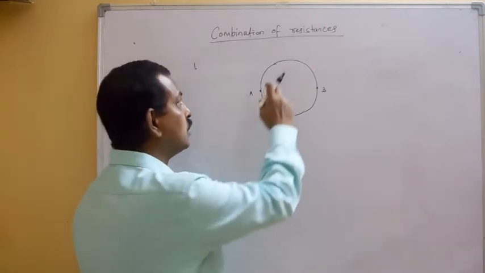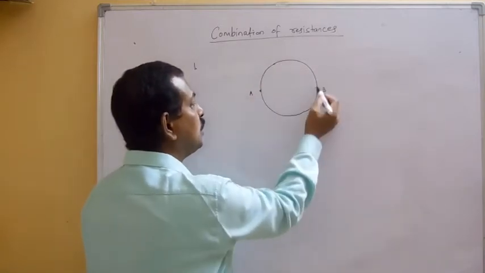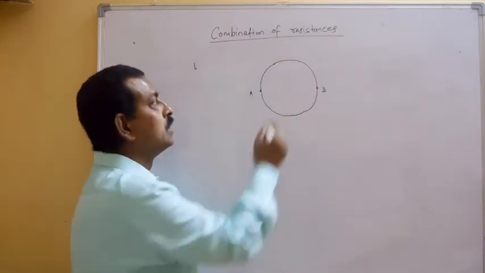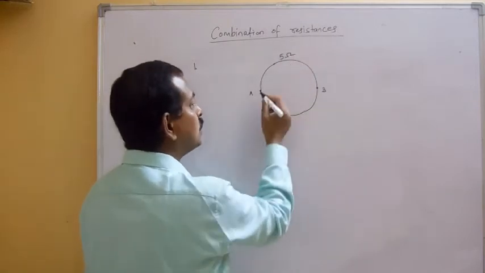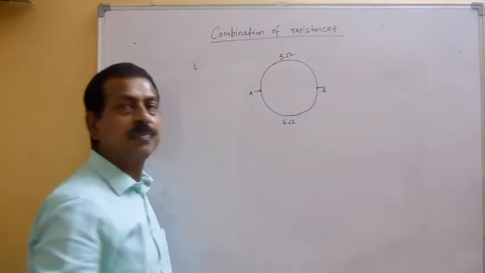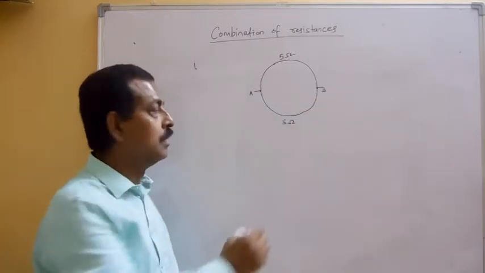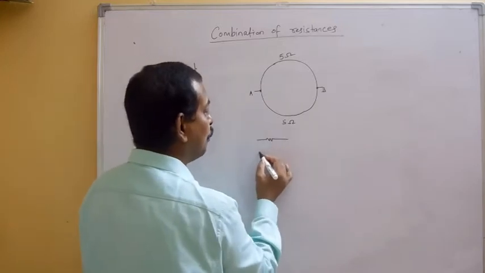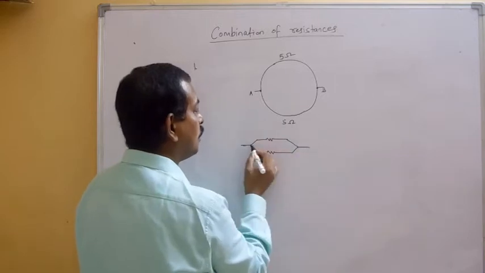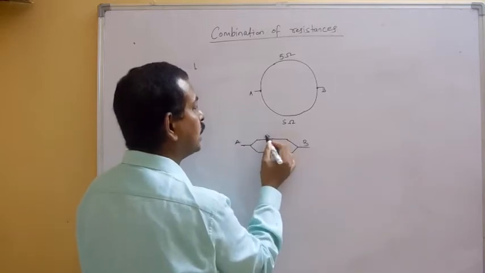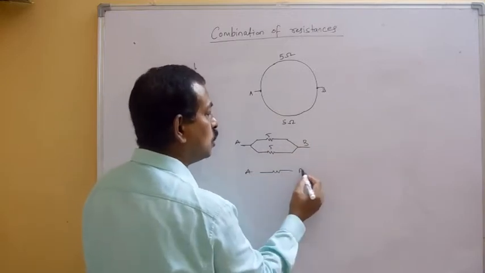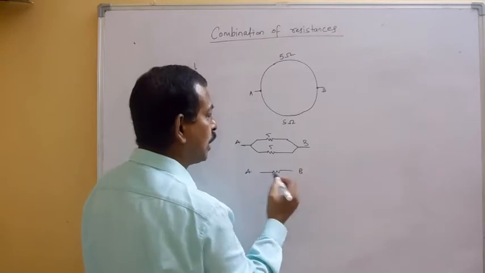So you can take that this is AB for this part, and the total resistance is 10 ohm, so this will be 5 ohm, this will be 5 ohm, and between the points A and B, they are connected in parallel. So you have here 5 ohm, 5 ohm connected in parallel. So this will give you equivalent resistance as 2.5. Basically it is 5 by 2.